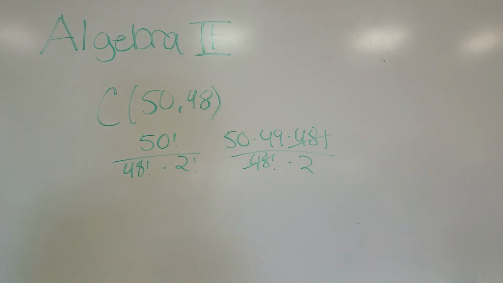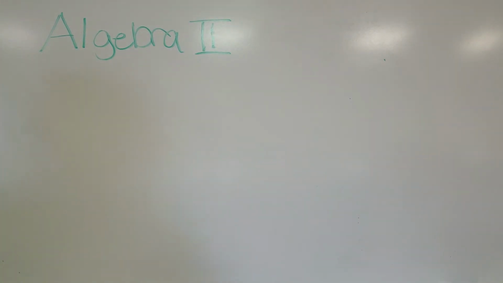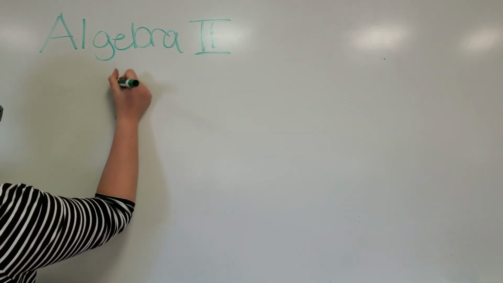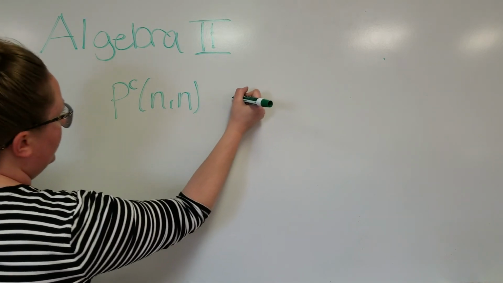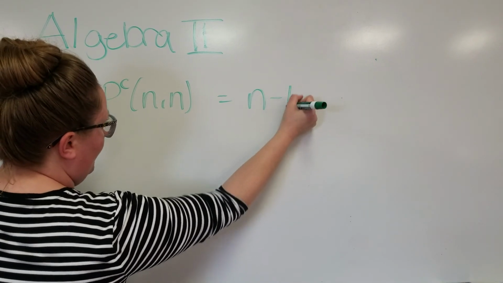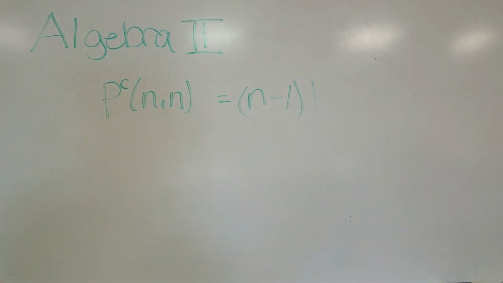Number 21, how many different ways can an executive committee of 6 people sit at a round table? So again, another circular permutation. They don't tell you there's 6 seats, but they don't tell you there's more. So it's just 6 and 6. Remember, in a circular permutation with the same number of seats and people, the formula is n minus 1 factorial. So 6 people, so 6 minus 1 is 5 factorial, and you'll get your answer.